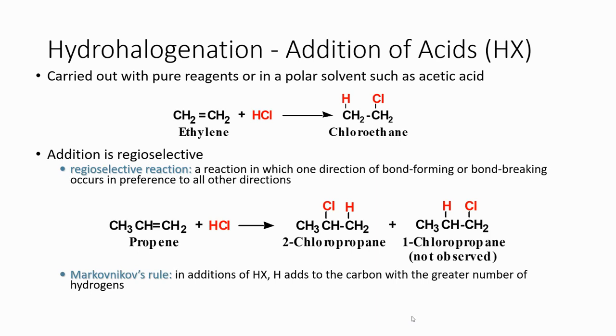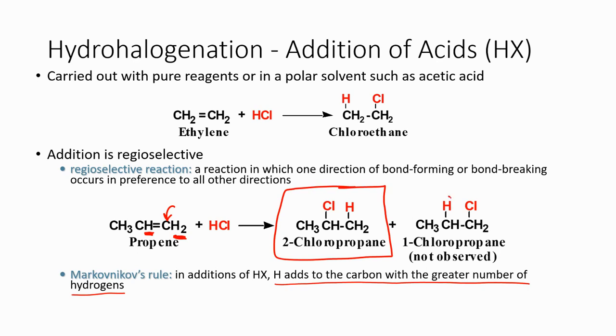If we look at propene, propene has one hydrogen on one side of the double bond and two on the other. There's a rule called Markovnikov's rule that says in addition of these acids HX, H is going to add to the carbon with the greater number of hydrogens already. So the hydrogen is going to add to this carbon where there are already two hydrogens. And that means the chlorine will add to the center carbon where there are fewer hydrogens. And so here's your actual product.